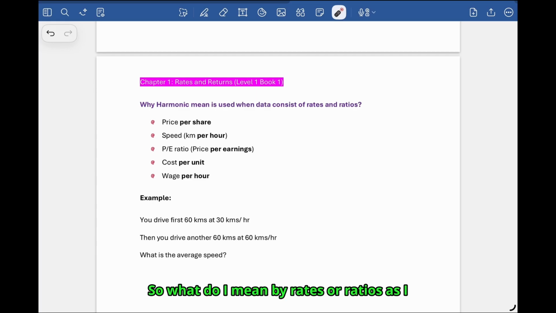So what do I mean by rates or ratios? As I told you before, rates could be like price per share, or speed, kilometers per hour, or PE ratio. So when your data set is PE ratios, or cost per unit or waste per unit, or could be any other ratios, then you want to use harmonic mean. Let's see why.